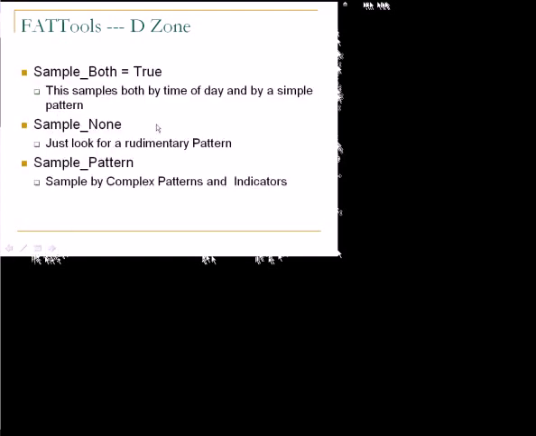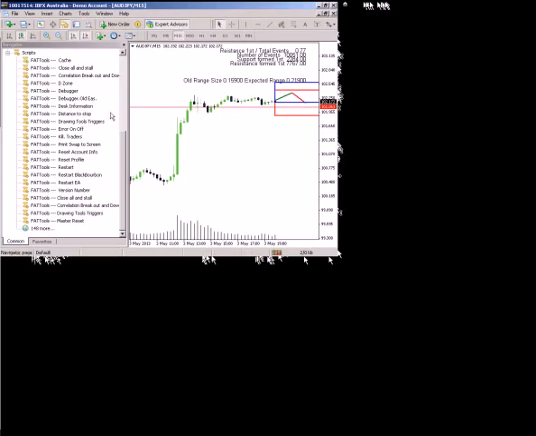Now, sample both. That means that you're going to look at time of day and a very rudimentary pattern. Sample none means you're going to just look for the most basic pattern you can find and get as many data points as you can. Sample by pattern, it looks for really complex patterns. So sampling by pattern can cause us to go a little bit slower, but you can do this.